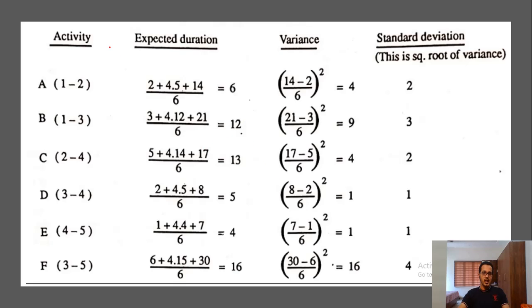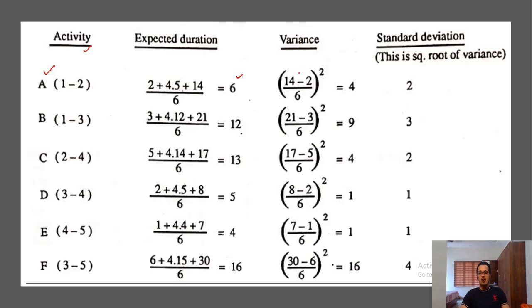In the first column we have the activity. All these activity values are already given in the question, and in addition we have named the activities as A, B, C up to F. The expected duration is calculated in the second column: (2 + 4 into 5 + 14) by 6, we got the value to be 6. And the third column is variance.